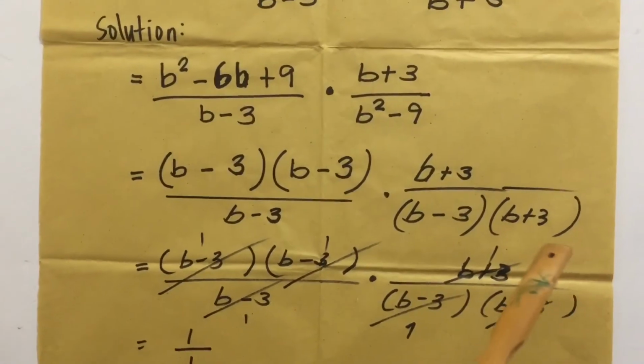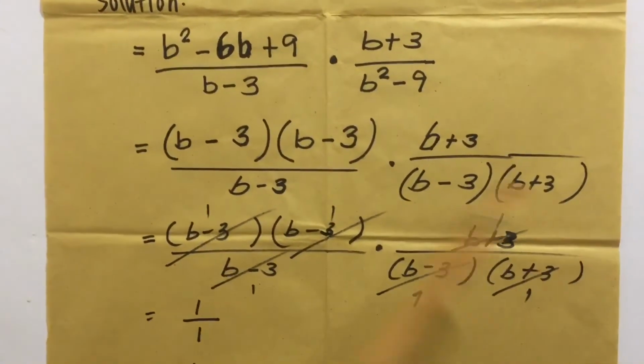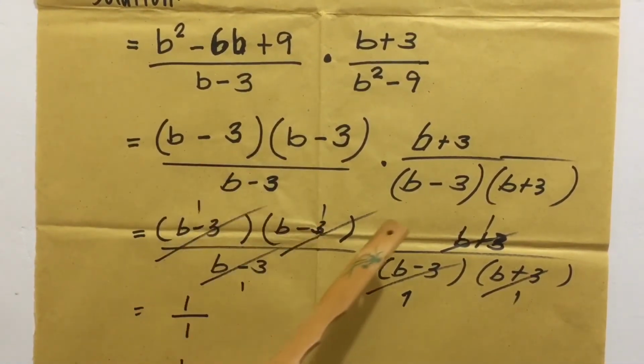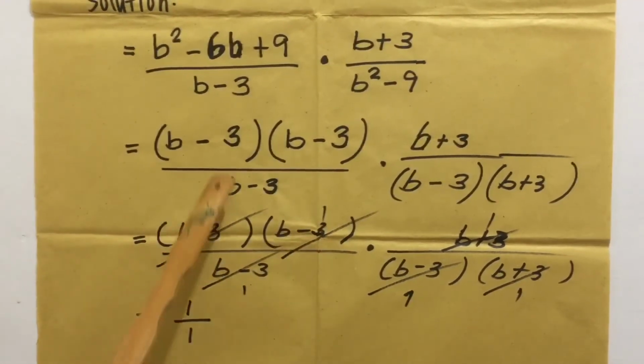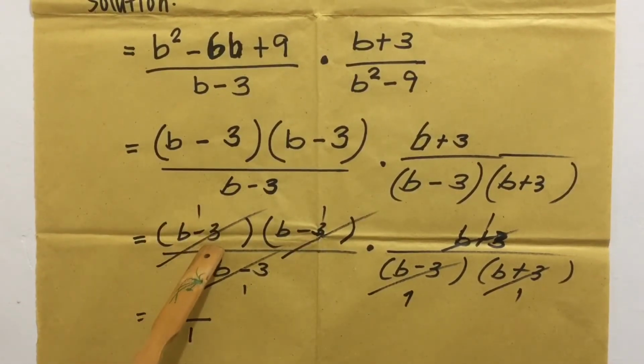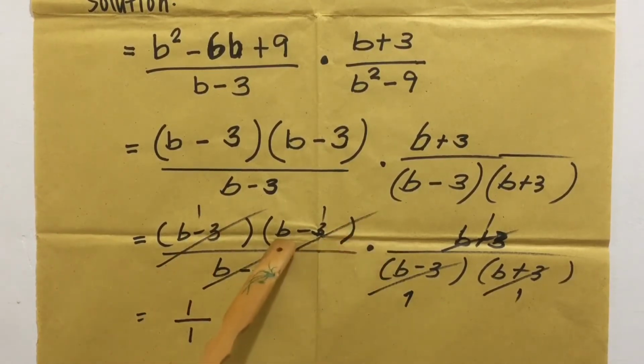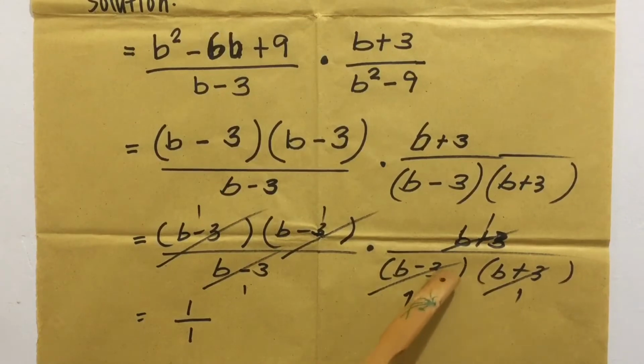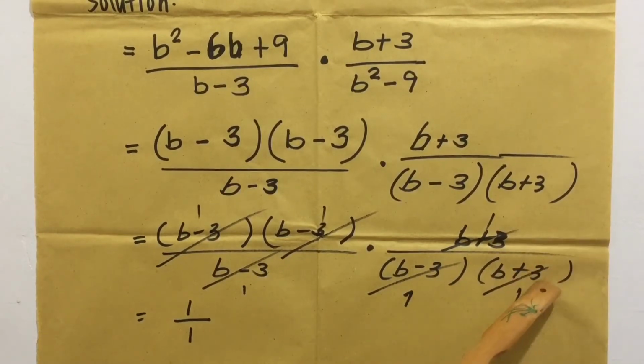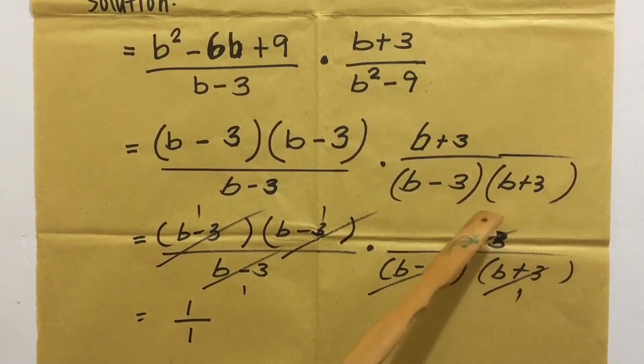And after that, our next step is to find the same numerator and the same denominator. So b negative 3 is the same with b negative 3. So we have put 1 and 1. Then b negative 3 is the same with b negative 3 here. So we have put 1 and 1. Cancel that. Then b plus 3 is the same with b plus 3 here, the denominator. So we have put 1 again.